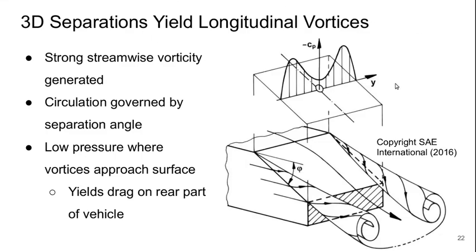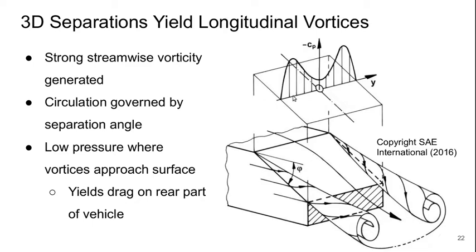So now let's talk about the 3D separations. The 3D separations yield longitudinal vortices, and these are basically where the axis of the vortex, if you will, is in the direction of the main flow. So we call that a streamwise vortex. The amount of circulation in those vortices is governed by the angle over which the flow had to separate. The greater the angle, the more circulation there'll be.